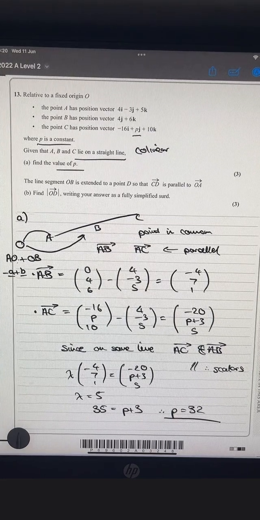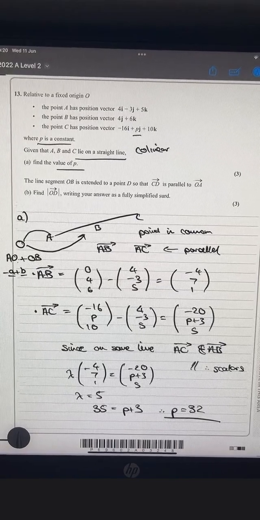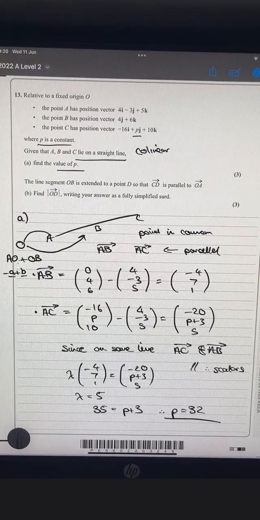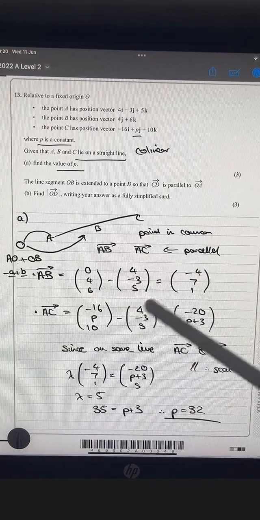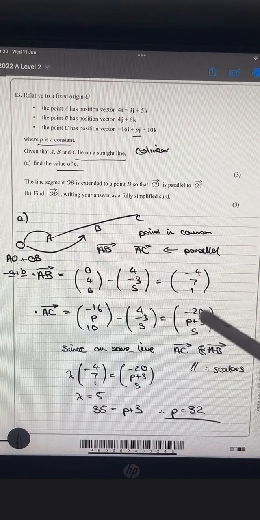All right, AB has the same gradient as AC. Exactly. Why lambda? I just put lambda because it's a scalar, but you don't even need to do this bit here. You could just see that this is parallel to this, right? So how do you get from minus 4 to minus 20? You multiply by 5. How do you get from 1 to 5? Multiply by 5. So 7 to p plus 3, that's 7 times 5 equals p plus 3. That's how that works. So if the lambda throws you off, you don't need it.